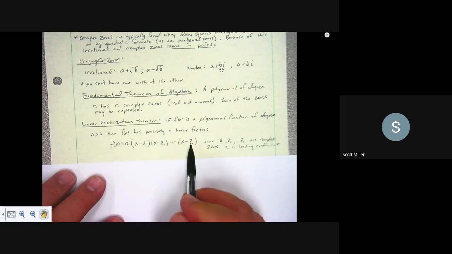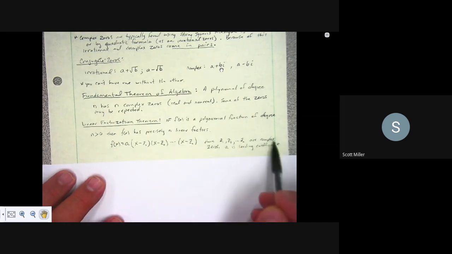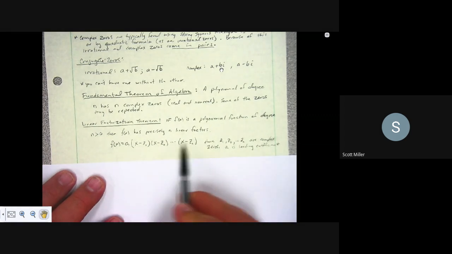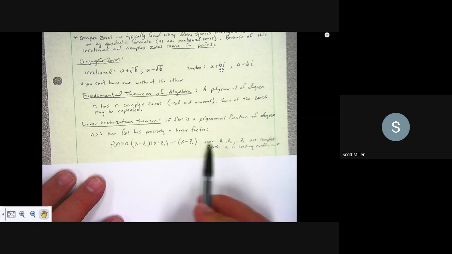This a right here is the leading coefficient. Z1, Z2, all the way up to Z sub n are all complex zeros of the polynomial. So this is what we're going to be writing our answers in, linear factorization form. So the leading coefficient, and then x minus each individual zero. So this is what I'll be asking you to do. So that is the extension.